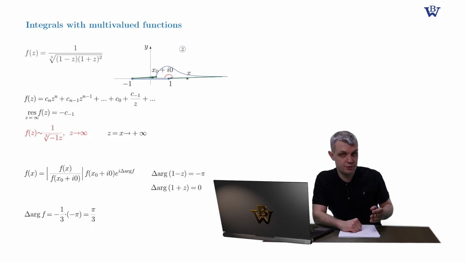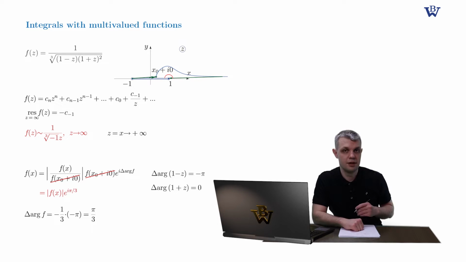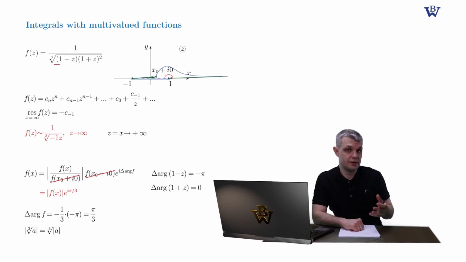Since f of x plus i0 is positive due to our choice of the regular branch, the modulus of f of x plus i0 is also positive, so we can cancel out the corresponding expression in the numerator and denominator of our formula and end up with a much simpler expression: modulus of f of x times e to the i pi by 3. The focal point in this formula is the modulus sign, since we remember that the modulus of the cubic root is equal to the cubic root of the modulus, which makes things positive under the root. And this in turn allows us to use real-valued analysis to perform the 1 over x expansion.